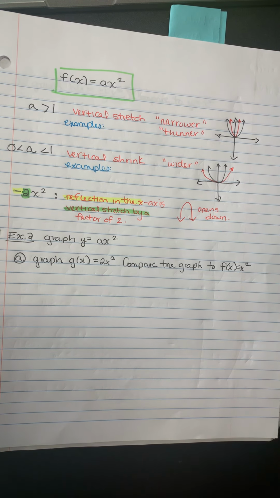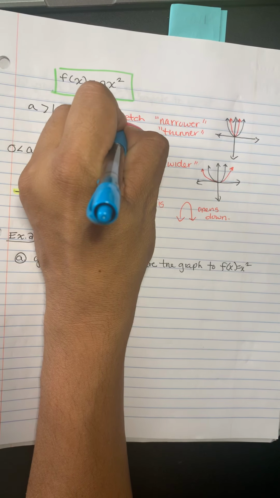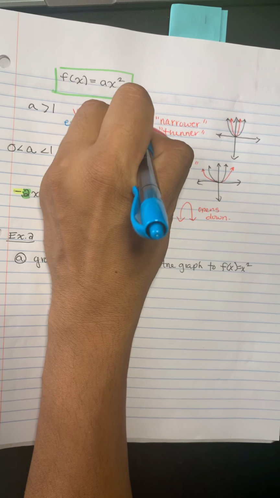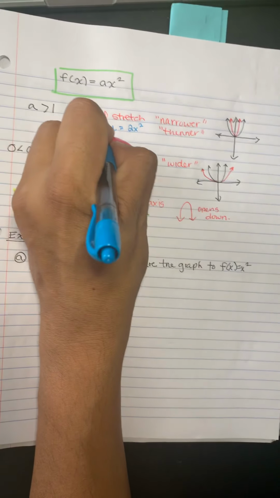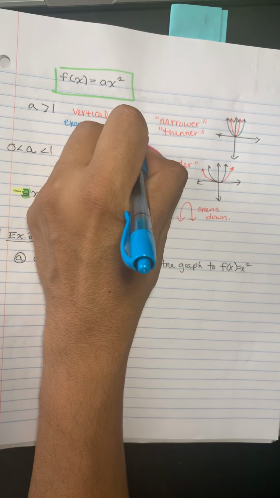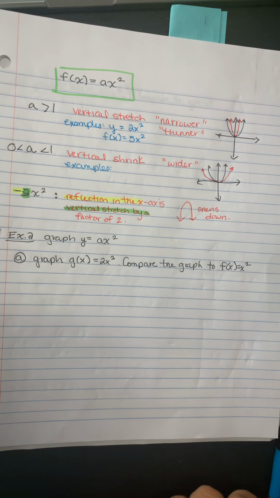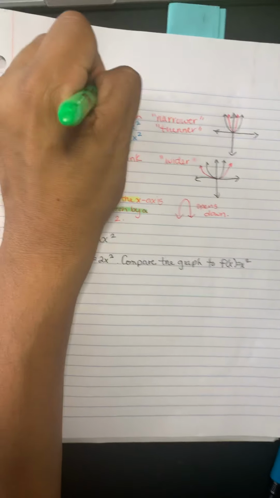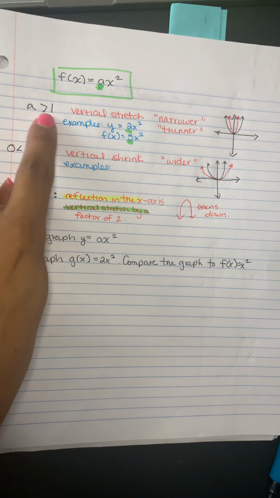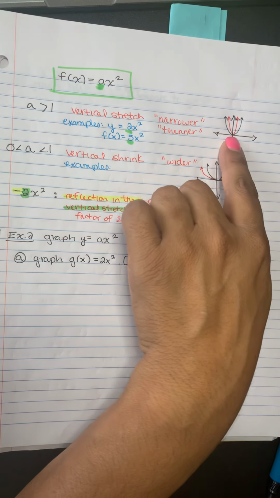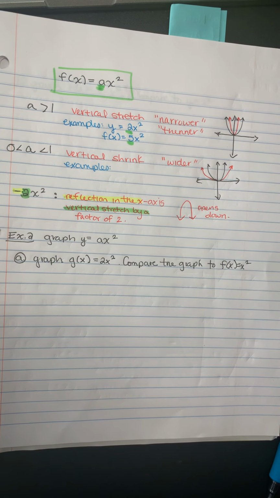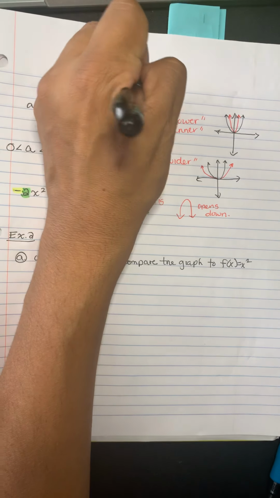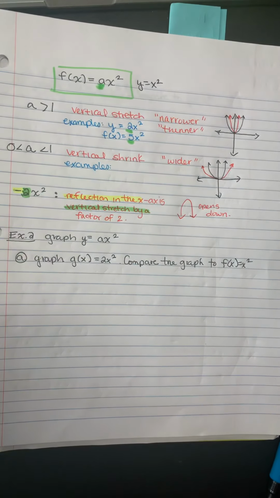Okay, what are some examples? You might see, as I mentioned, y equals 2x squared, or it could be written out as f of x is equal to 5x squared. Again, we're looking at that a value, and we're saying if it's greater than 1, this is what the graph will look like when we're comparing it to the parent function, which is y equals x squared.